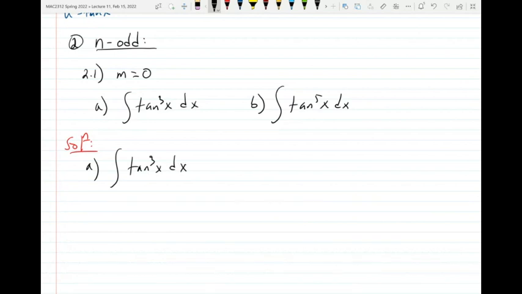So what can we do here? Okay, so we're going to take advantage of what we already know. Let's try to reduce this to the easy case. So the easy case is, let's try to bring a secant squared into the picture. And how can we do that? Well, with tangent cubed, I can go ahead and take out a tangent squared.